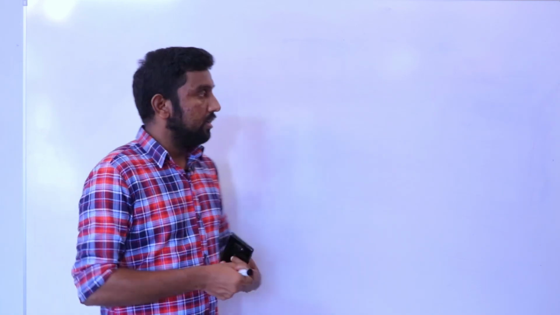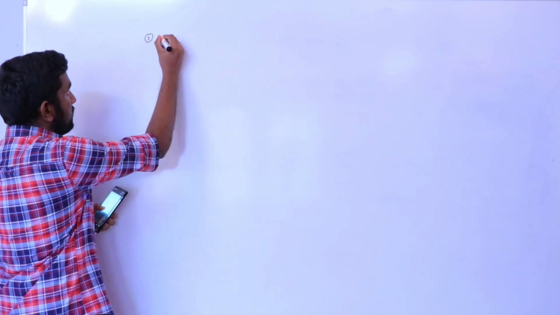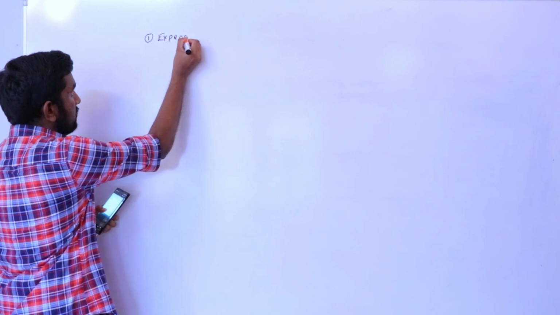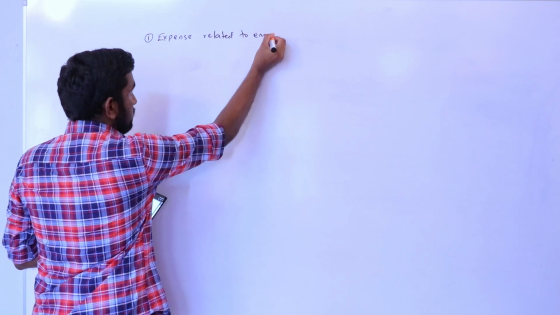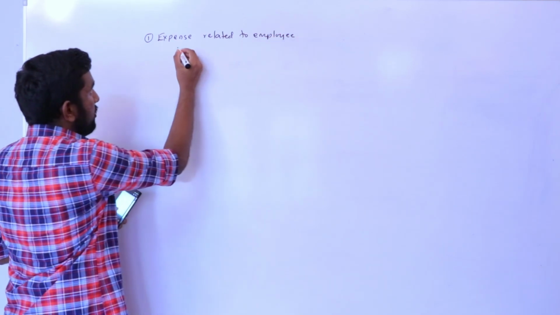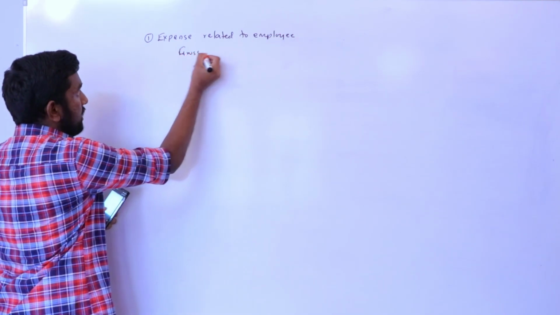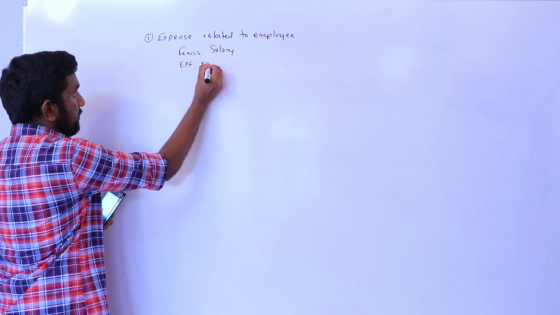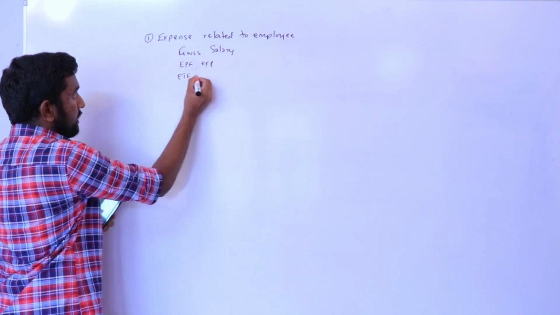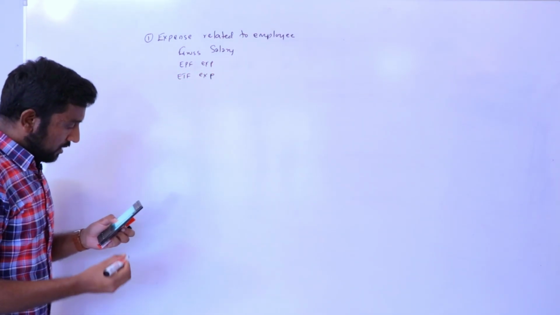So they gave 7 ledger accounts and the assets and liabilities as at 31/3/2020. So the assets and liabilities related to the question, right? So first question, expense related to employee. Whenever they're asking such a question, what I do is I just record it and keep it. Gross salary, EPF expense, ETF expense. Second one, ledger accounts.